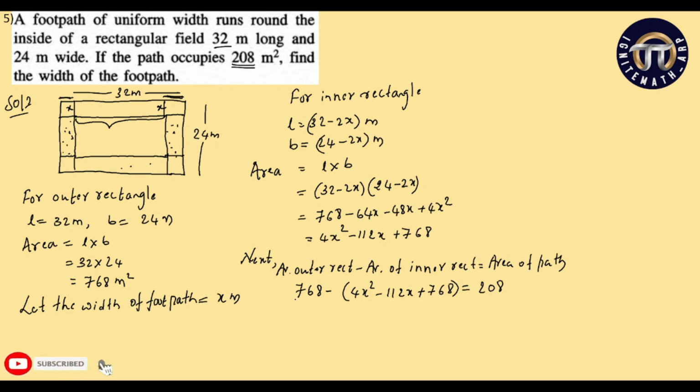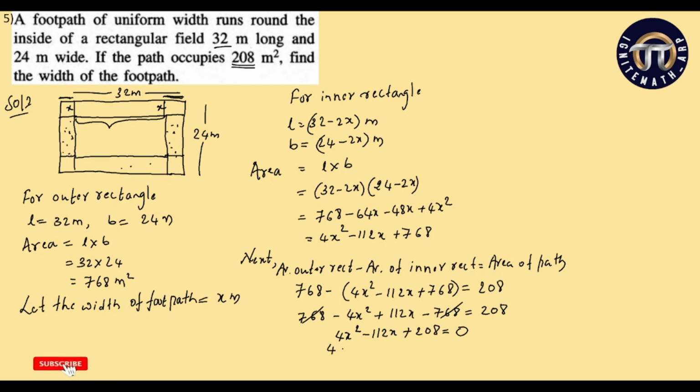Clear, children? So when I remove the bracket, it's going to be like 768 minus 4x square plus 112x minus 768 is equal to 208. So plus 768 and minus 768 will get cancelled. Then later I'll be left with minus 4x square plus 112x in the LHS. I will take it to the right hand side because x square has got a negative sign over here. When I take it to the other side, it is going to be 4x square minus 112x plus 208 is equal to 0. Then 4 can be taken common.